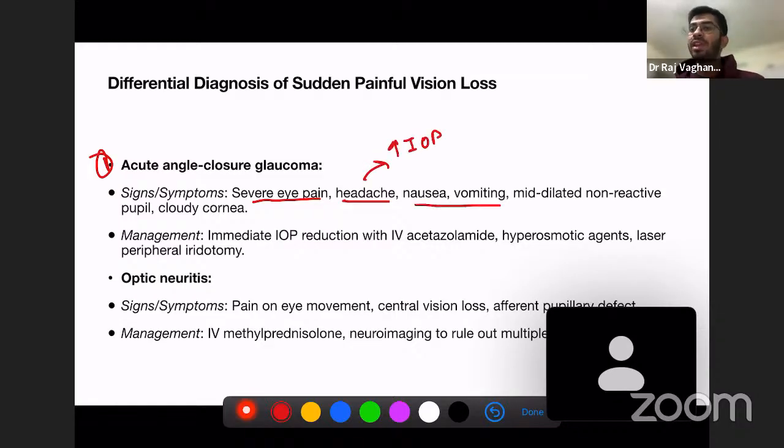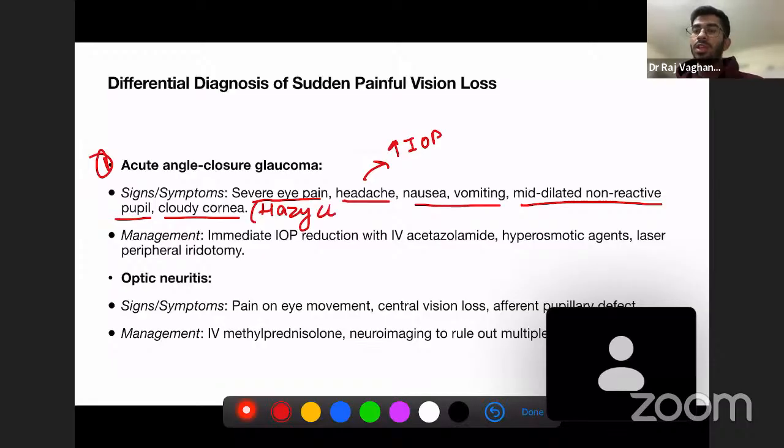You can have mid-dilated non-reactive pupils, as already discussed in the glaucoma part. I've already discussed the mid-dilated non-reactive pupils; that is one of the signs in acute angle closure glaucoma. You can also have a cloudy cornea, also known as a hazy cornea.